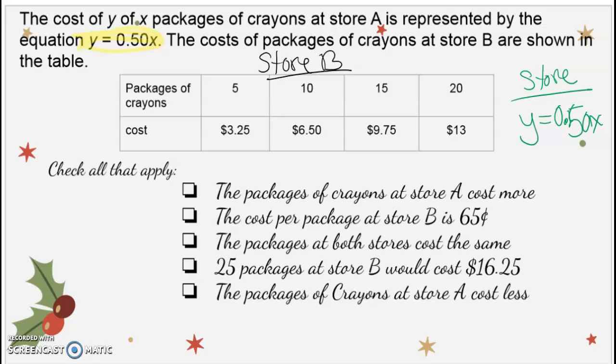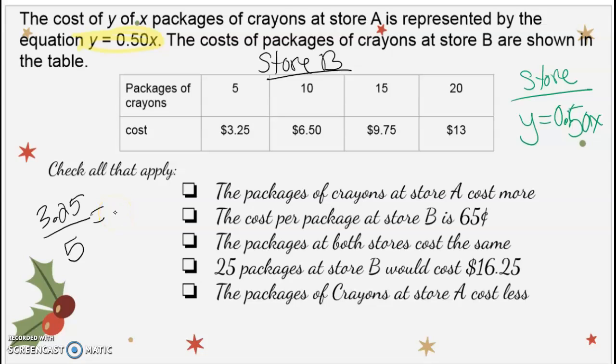So it says, check all that apply. The package of crayons at store A cost more. Well, how can I figure that out? How do I know what the equation is for store B? Well, look, I can take my cost, which is y, so 3.25, and divide it by 5. I want you to pause the video and do that math.